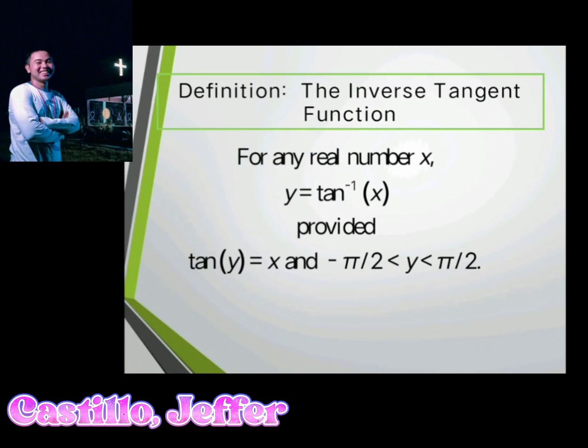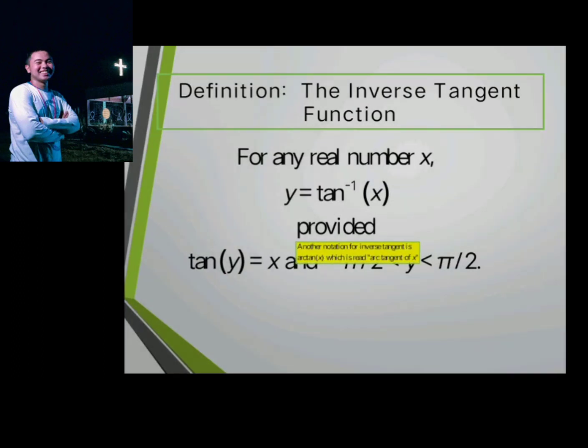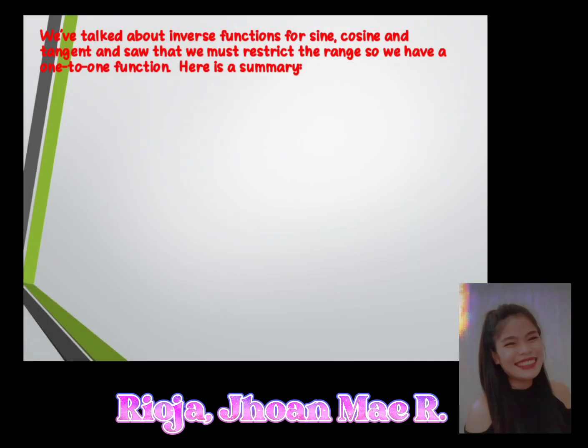So we have another definition, the inverse tangent function for any real number x, y is equal to tan inverse x, provided that tan y equals x and negative pi over 2 is less than y less than pi over 2. Another notation. So now we're going to talk about the inverse functions of sine, cosine, and tangent, and we must restrict the range so we have a one-to-one function. Here is the summary.